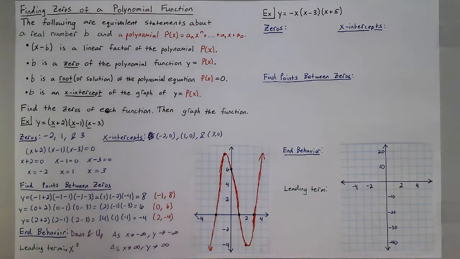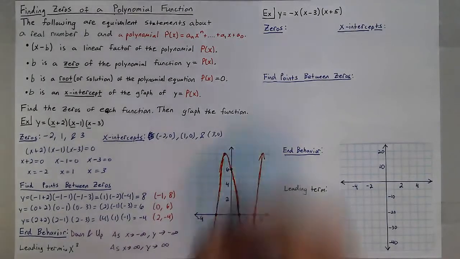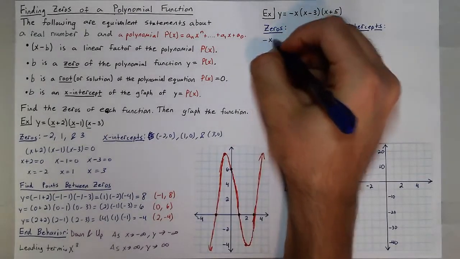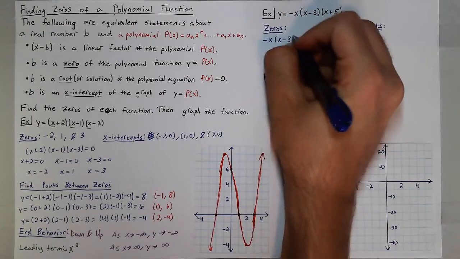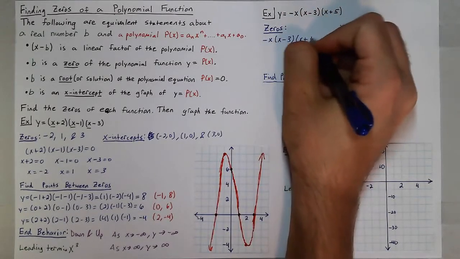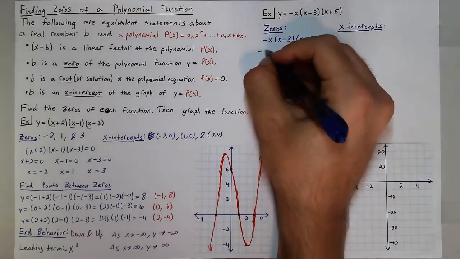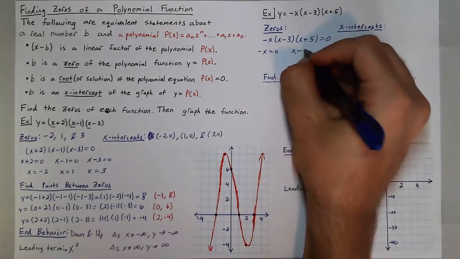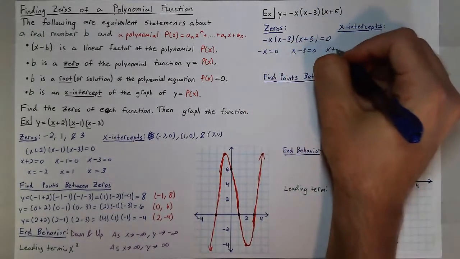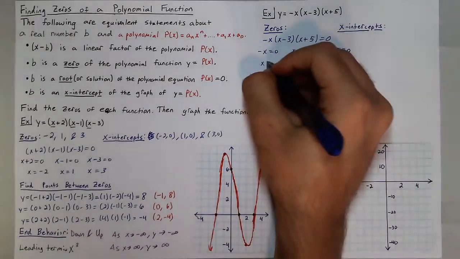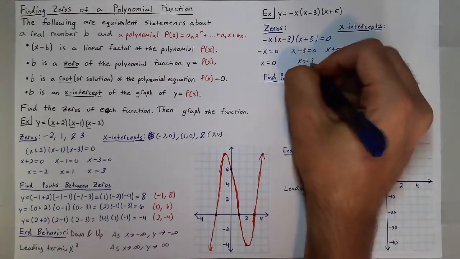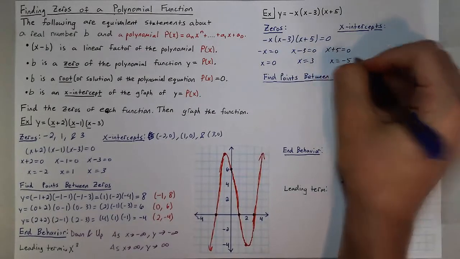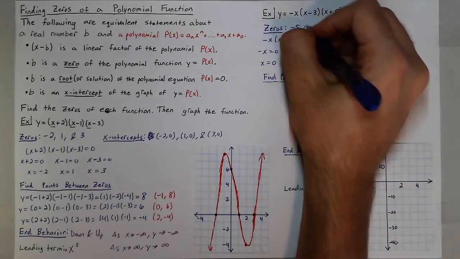Let's try this one more time with a different example. So again, I have negative x times x minus 3 times x plus 5. So to find the zeros, I'm going to set my polynomial equal to 0 and find those roots. Which means I'll have negative x equals 0, x minus 3 equals 0, and x plus 5 equals 0. So x equals 0, x equals 3, and x equals negative 5. So my zeros are at negative 5, 0, and 3.